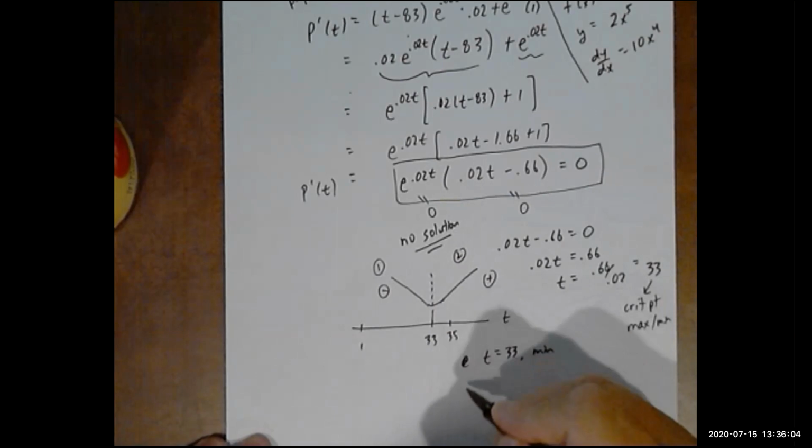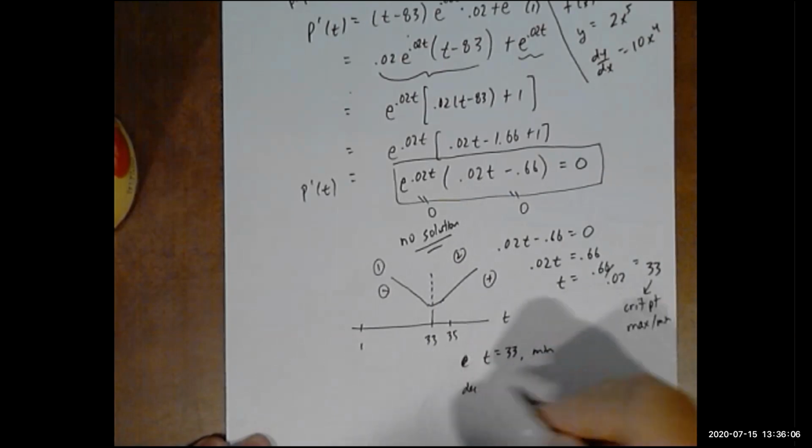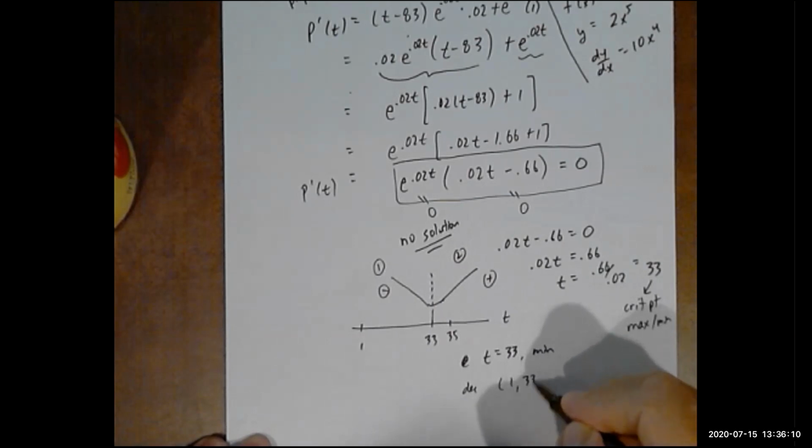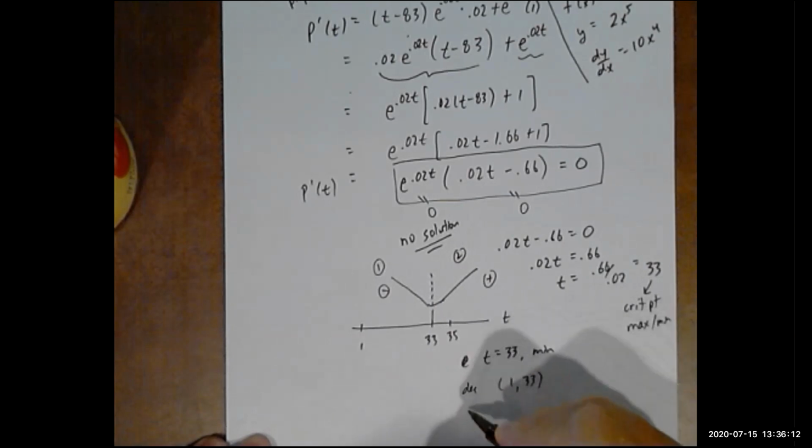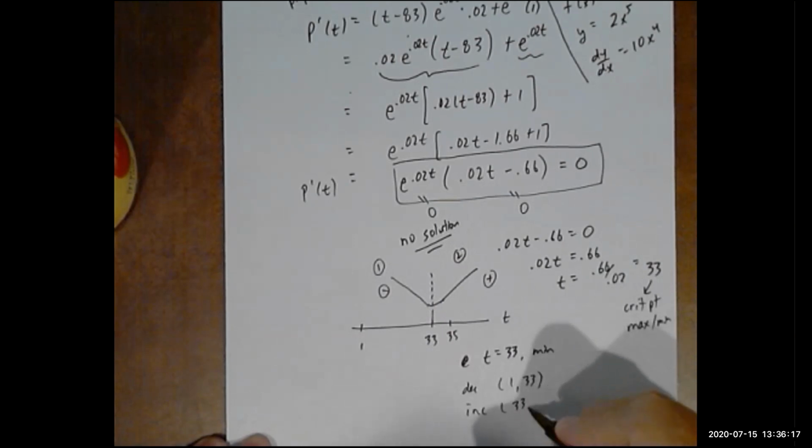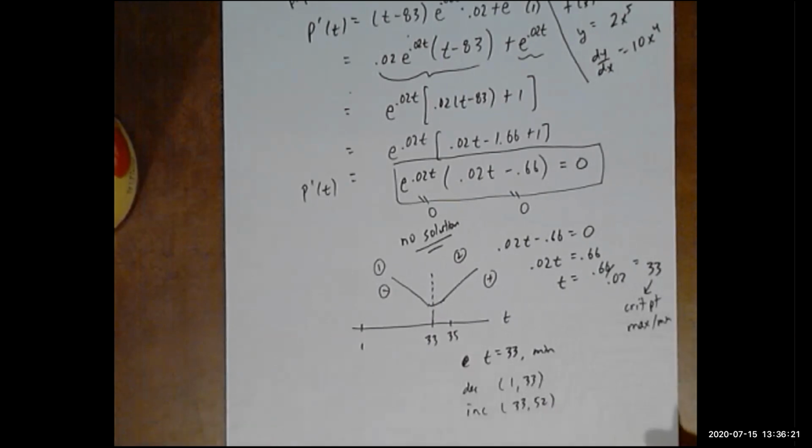So I would say that decreasing is going to be week 1 to week 33. And then increasing is week 33 to 52. So it must be a dip there in the middle, and then it starts coming back up again. So let's look and start answering some of the questions, and hopefully we've done this correctly.